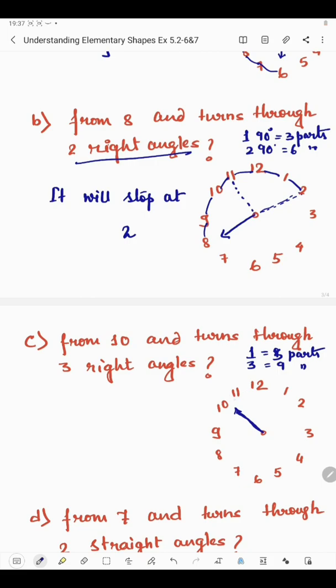So if it starts at 10, then 9 parts means 1, 2, 3. Here will be 90 degrees. Again 1, 2, 3. Here will be 90 degrees. We have to make 3 right angles. So 1, 2, 3. Here will be 90 degrees. So what we have seen is that if the hand of a clock starts at 10 and turns through 3 right angles, 1, 2, 3, then it will stop at 7. Okay.